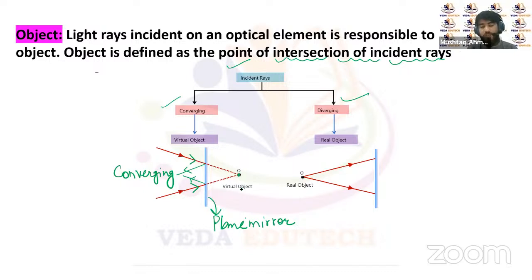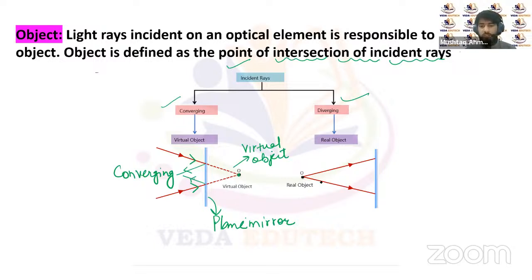So incident rays of light appear to meet or intersect at this point O, and this point O we'll call the object, but they are not actually intersecting at this point, right? So this object is called a virtual object. Or we can say the converging incident rays of light form the virtual object.